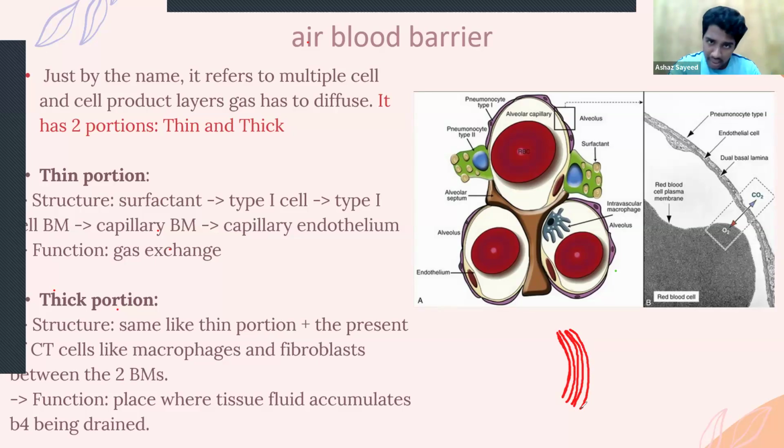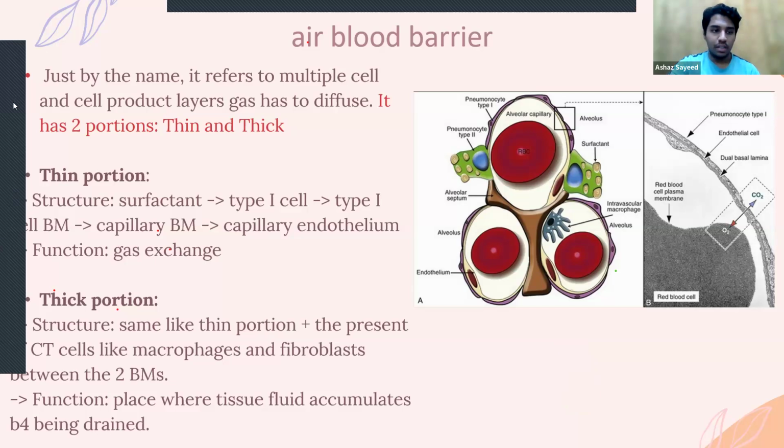Now the thick portion is very similar in structure to the thin portion. It has surfactant, type 1 cell, the two basement membranes, and the capillary endothelium. The only difference in the thick portion is that between the basement membranes you have macrophages and fibroblasts. So the septal macrophages lie here in the thick portion. That's what you have to remember.